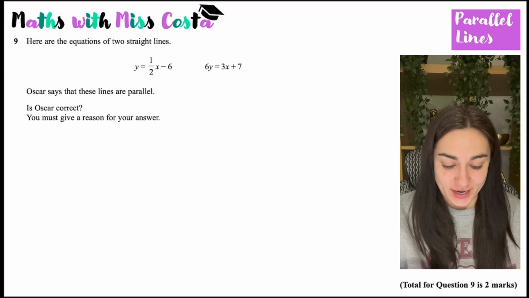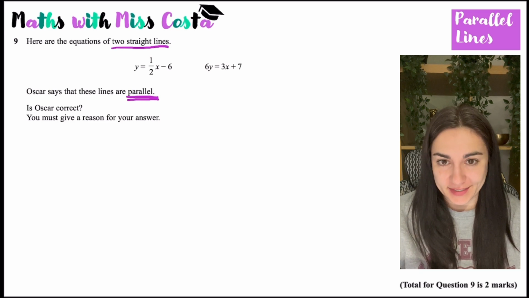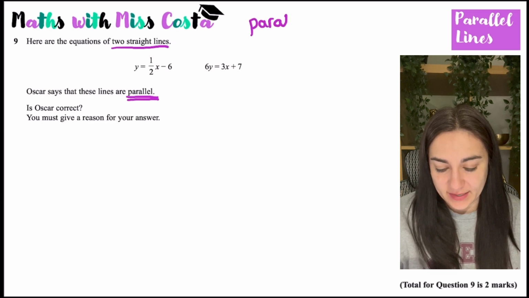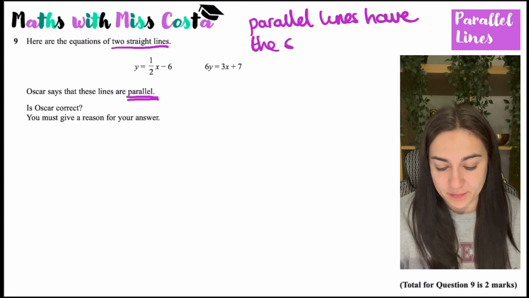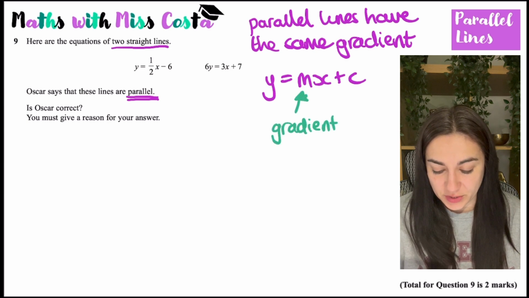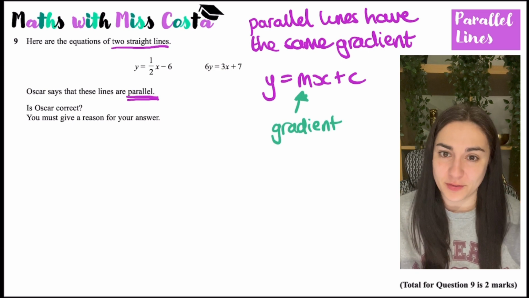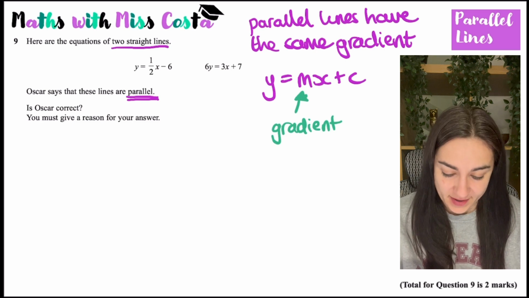So in this question, I am given the equations of two straight lines. Oscar says that these lines are parallel. I need to decide if Oscar is correct. Well, the key thing that we need to know is that parallel lines always have the same gradient. Every line can be written in the form y equals mx plus c, where m represents the gradient. So what I want to do is ensure both of these lines are rearranged in the form y equals mx plus c, so both of them have y as the subject, and then I can compare their gradients.